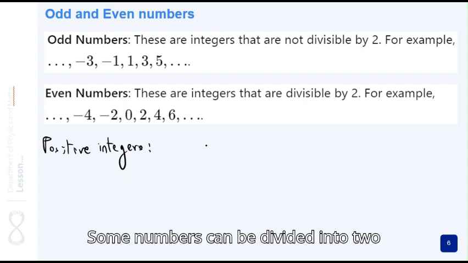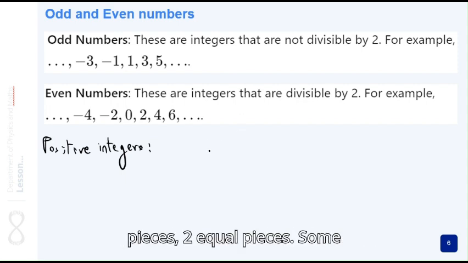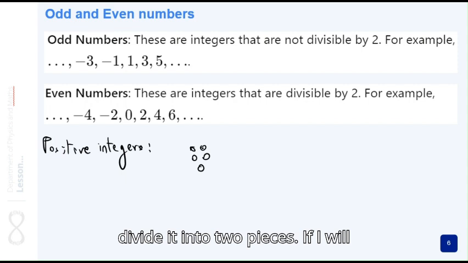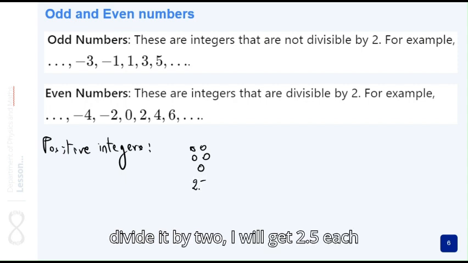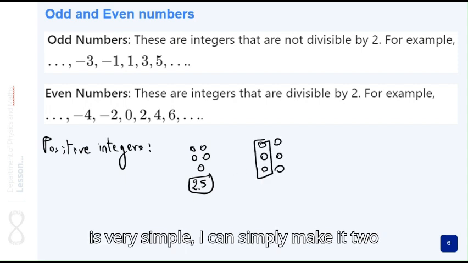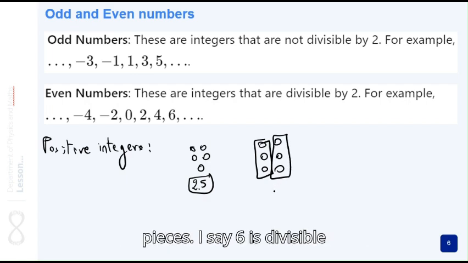Some numbers can be divided into two equal pieces. Some numbers cannot, like 1, 2, 3, 4, 5. I cannot divide it into two pieces. If I divide it by 2, I will get 2.5 each time. But if I take 6, which is very simple, I can simply make it two pieces. I say 6 is divisible by 2, 5 is not divisible by 2.